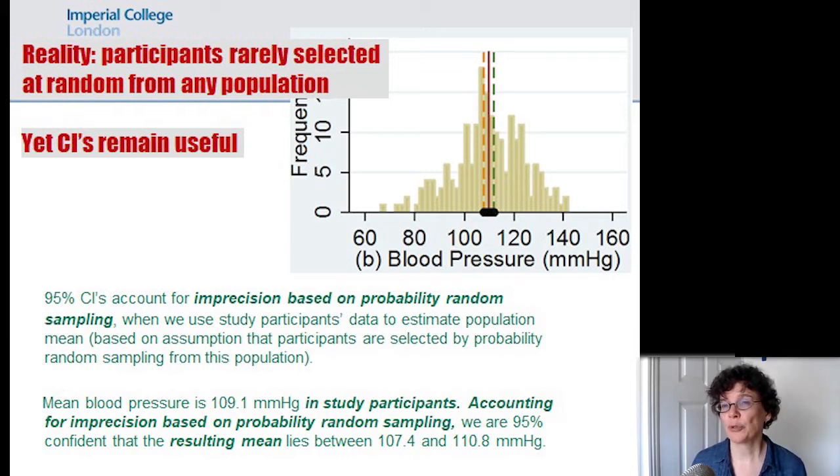However, if you want an interpretation that doesn't refer to the population, then I provide one here. Accounting for imprecision based on probability random sampling, we're 95% confident that the resulting mean lies between 107.4 and 110.8.